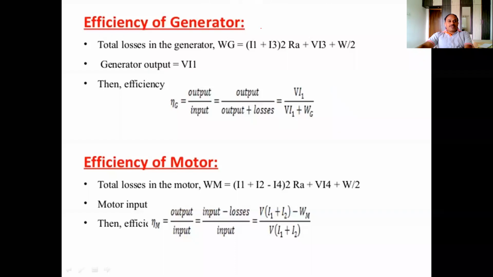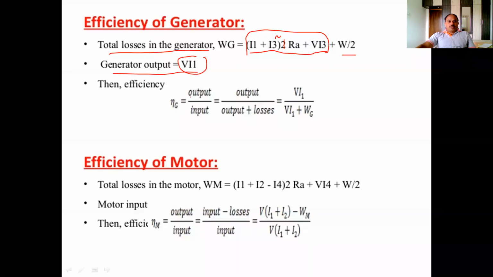Suppose you want to calculate the efficiency of the generator. Of course, we assume both machines have the same efficiency. If you want to calculate the efficiency separately, the total losses in the generator equal the copper losses and stray losses per machine. Total copper losses in the generator are I1 plus I3 whole square into RA, plus V into I3, plus W by 2. This is the total loss in the generator. So generator output equals voltage into current, V into I1.